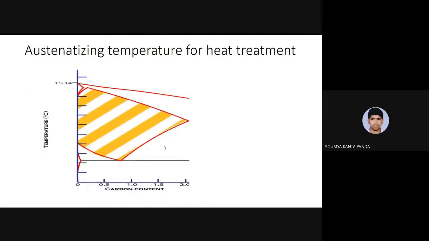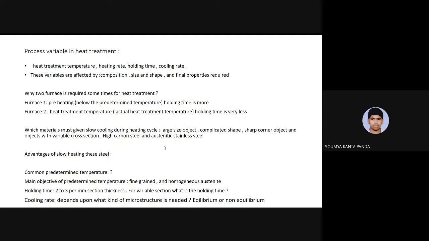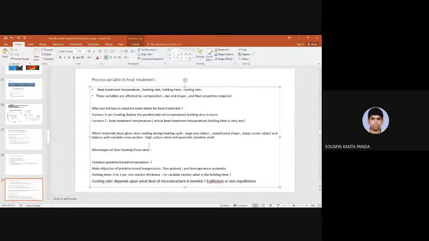Okay, sorry. Let me move to this one. Actually, this is what I have written: slow heating and slow cooling. Slow cooling and slow heating. Actually, I'm talking about heating right now. Why should the heating rate be slow for a large size object?